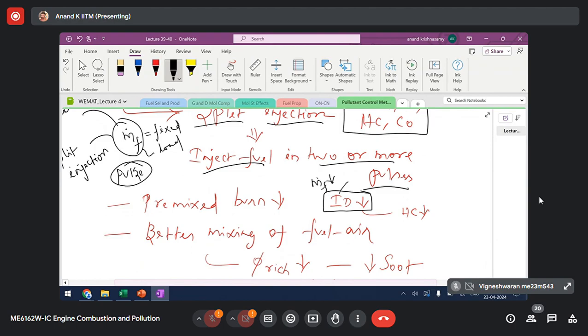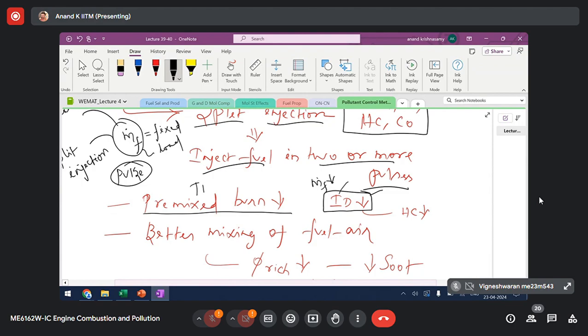Since this is coming down, what will happen to temperature? Premix burn is going to come down. You know the intensity of premixed phase combustion depends on the delay time. When delay is more, you will have more intense premix combustion. Since delay time is less, you have less premix burn. I already told you that the peak temperature is reached during the premix burn. When premix burn is less, what will happen to temperature?